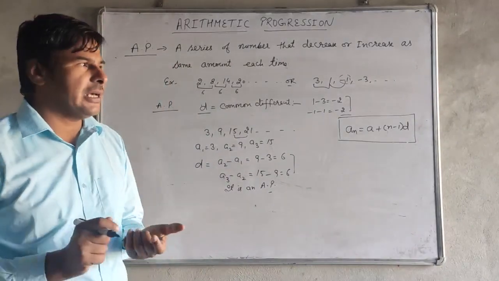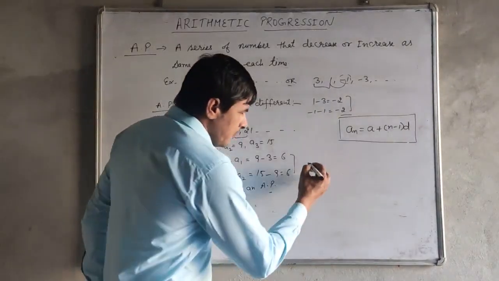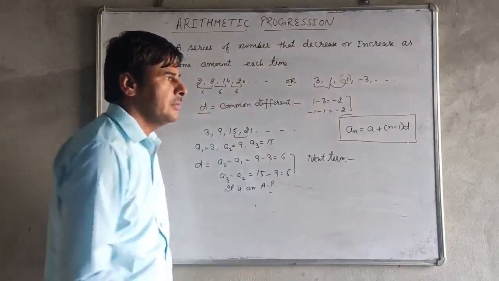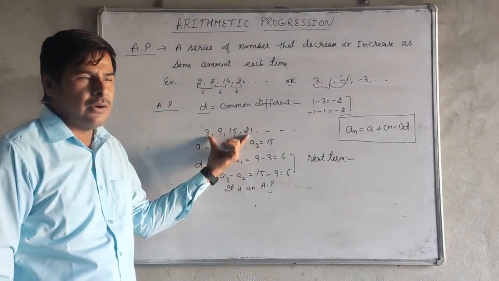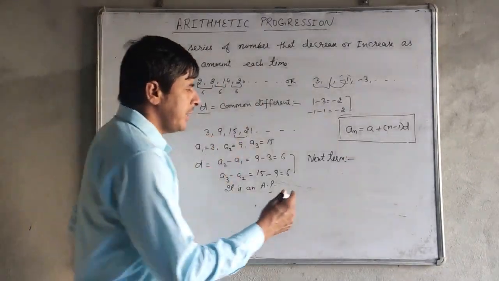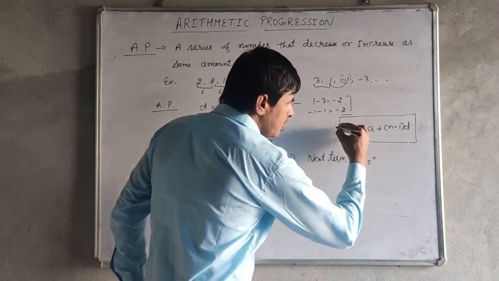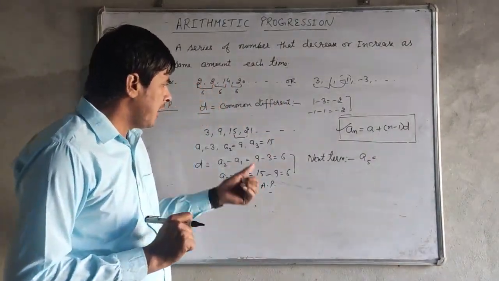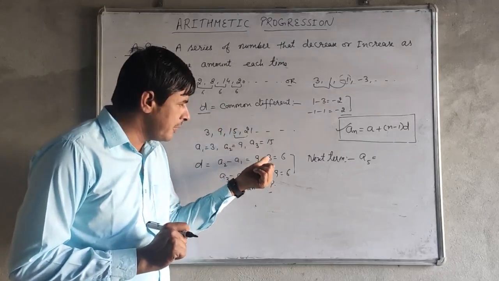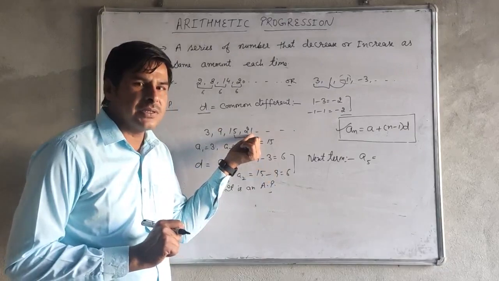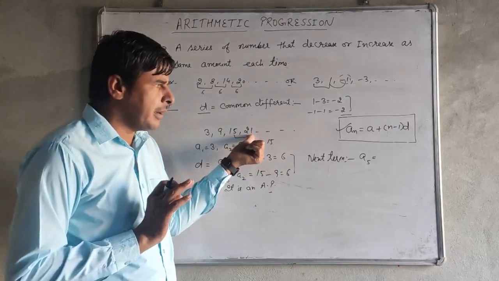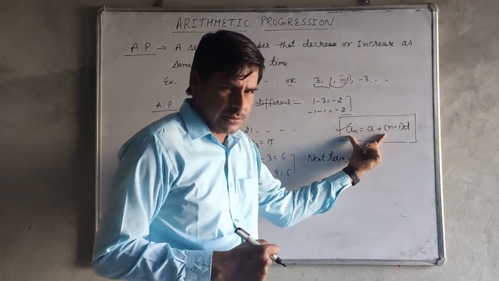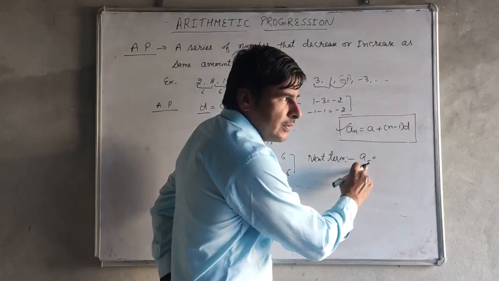Now the second question arises: find the next term. How do we find the next term? We see how many terms are already given. There are 4 terms given, and now we have to find the next 2 terms. To find the 5th term, we will use the formula of the nth term. We can also find it since the common difference is the same: from the 4th term we add the common difference. But by using the formula, we can also find it very easily. The nth term is given, and we have to find the 5th term. What is the value of n?